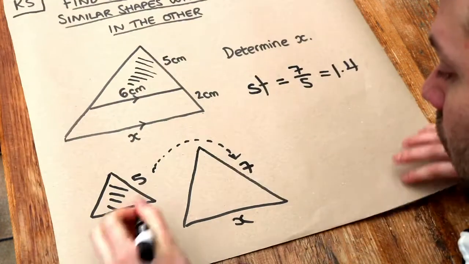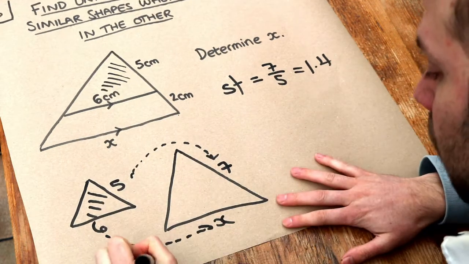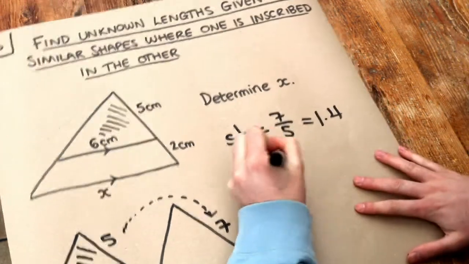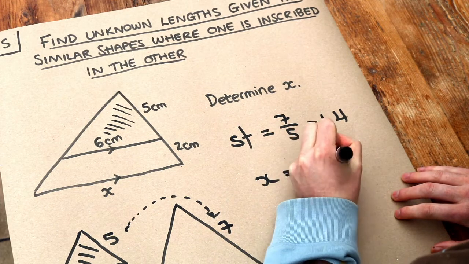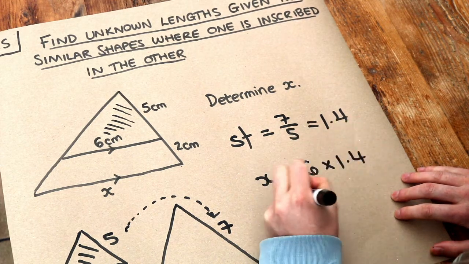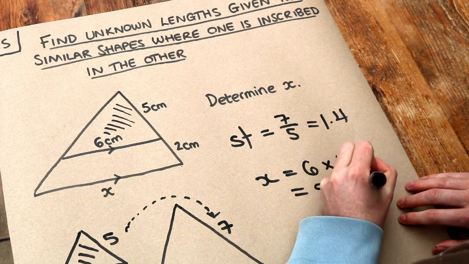And then, well, if we have that 6, we just need to multiply it by that scale factor of 1.4 to get x. So x is just equal to the 6 multiplied by the 1.4, and that is equal to 8.4 centimetres. And that is the final answer.